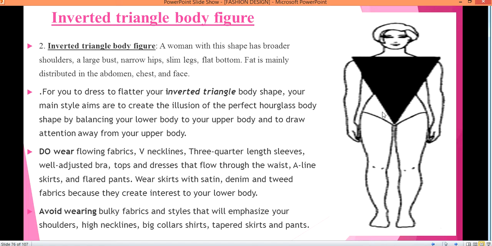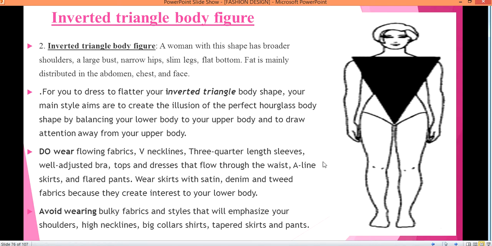Okay, so any garment that will add a lot of fullness to your hip area will work for you. Avoid wearing short sleeves like I explained in my previous video. It will just add length or width to your shoulder area and create a kind of mess. Okay, hope you understand.